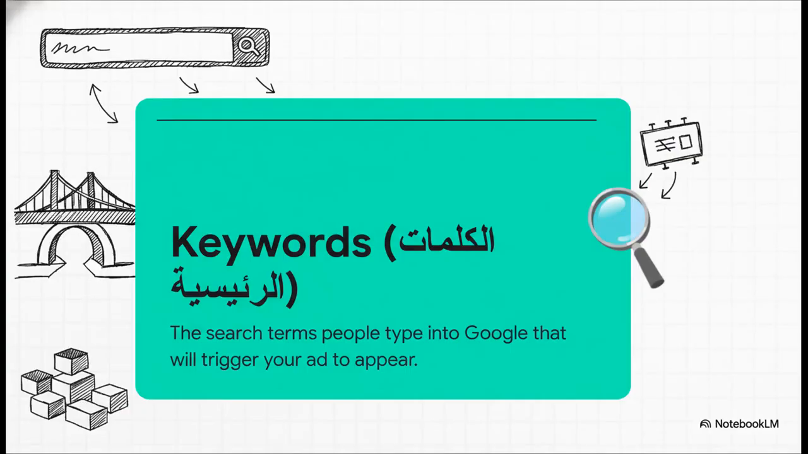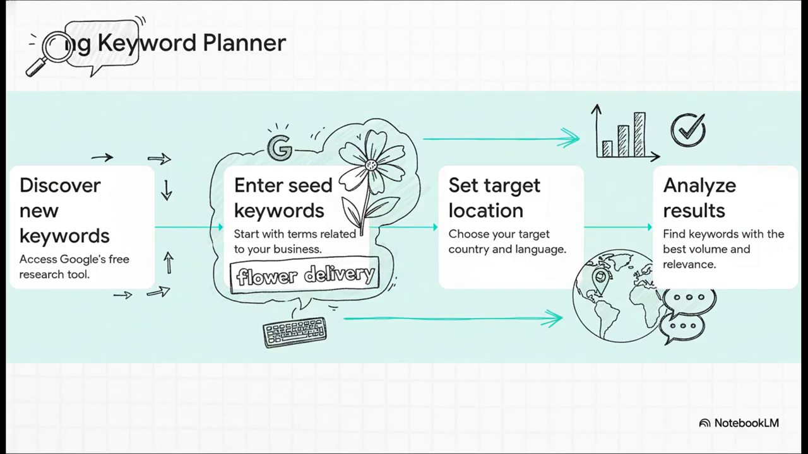Okay, so before we can build a single thing, we have to talk about keywords. These are the absolute bedrock of your entire campaign. Just think of them as the bridge connecting what someone is searching for to the perfect ad you want them to see. So, where do you find these magical keywords?